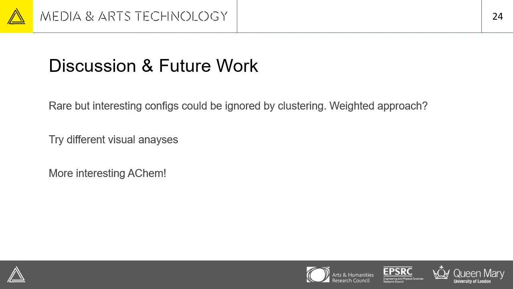Also, configurations that produce rare but interesting results could be ignored by the clustering method. Perhaps those that are more complex could be weighted by some graph complexity measure. A weighted clustering technique could then be used to ensure that these configurations don't get ignored. Finally, a larger range of visual analysis techniques could be tested, and the procedure could be applied to an artificial chemistry with more interesting emergent properties.